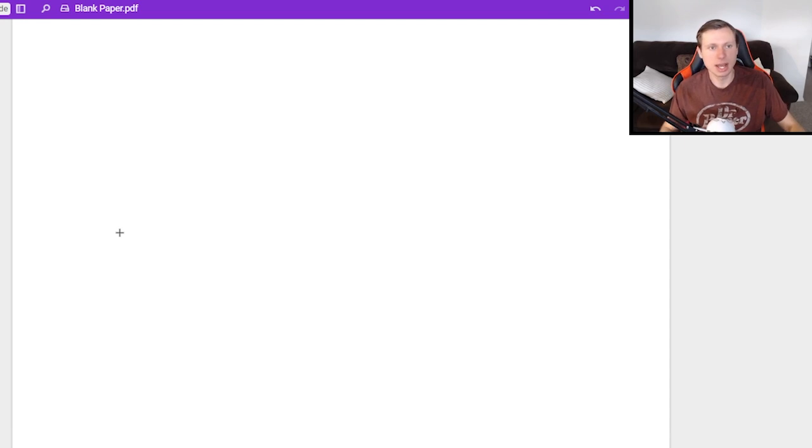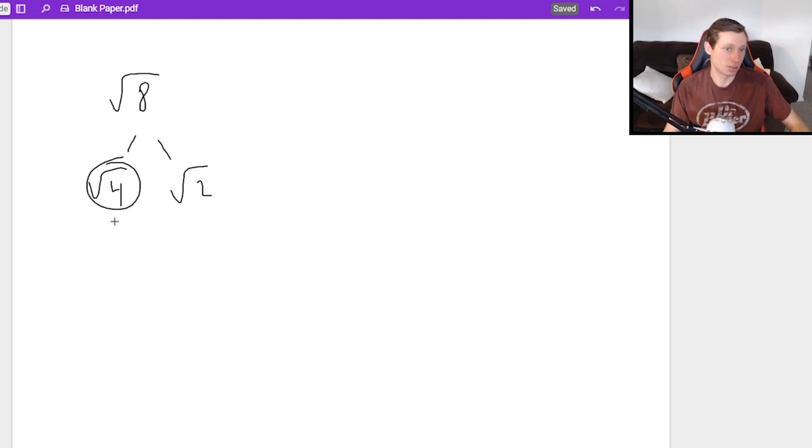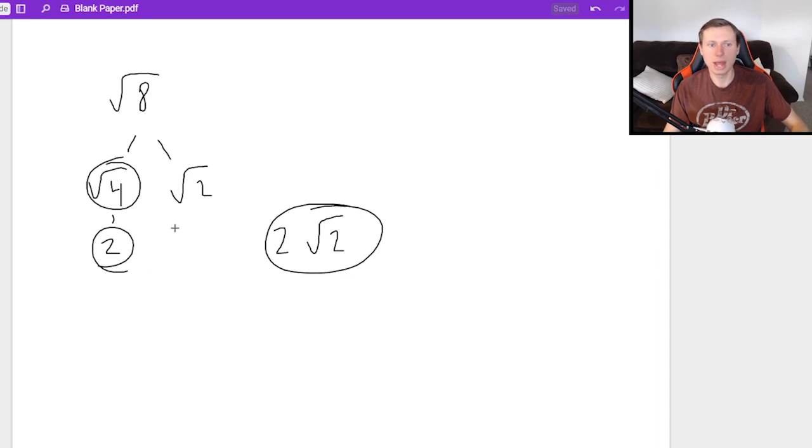So now let's look at some example problems. Let's say I want to break up the square root of 8. So the factors of 8 are 4 and 2. And once again, I have a perfect square right here. That's root 4, which is 2. So the answer is 2 root 2. This 2 broke out of the square root. This square root of 2 is obviously still in the square root. Okay, that one was easy.